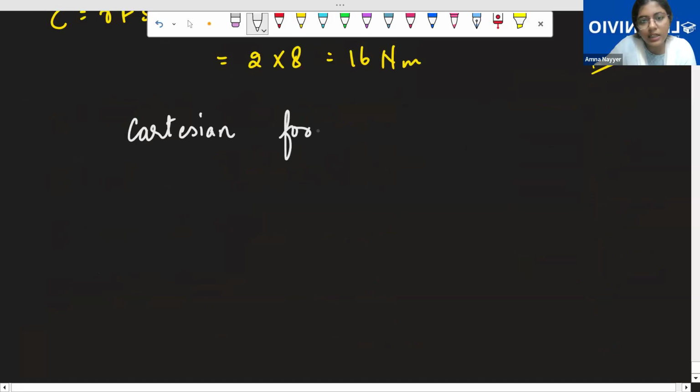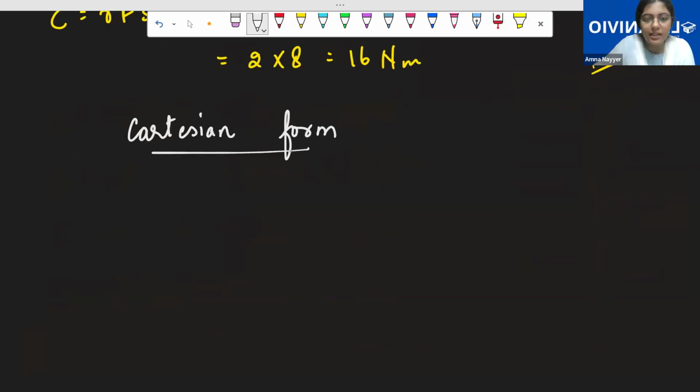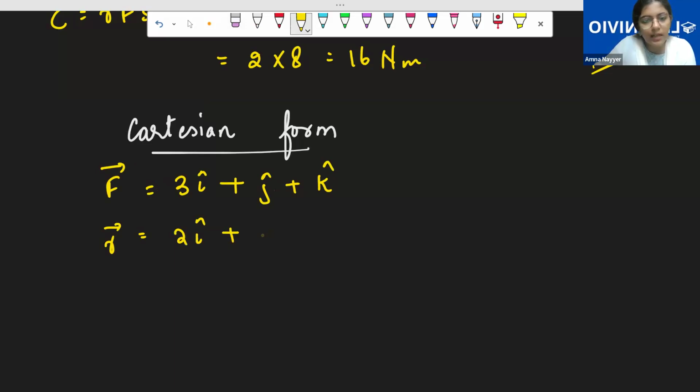Okay. So Cartesian form, it's a little different. See, let's say we have one vector A. Or let me give you a proper example only. Let's say I have the force as 3i cap plus j cap plus k cap. And the radius, means the separation, is given as 2i cap plus j cap plus 4k cap. All right, so this is what I have.